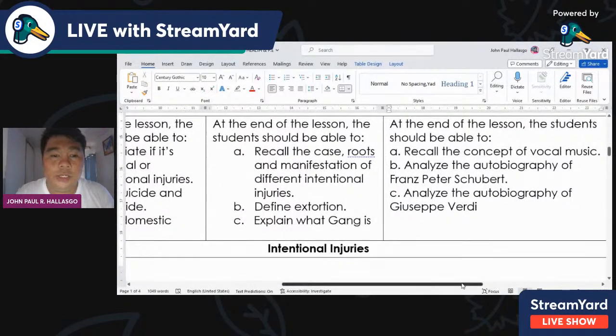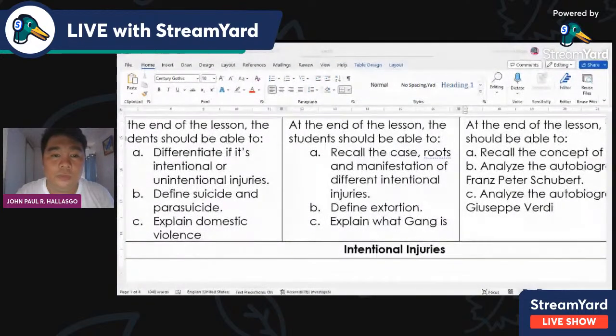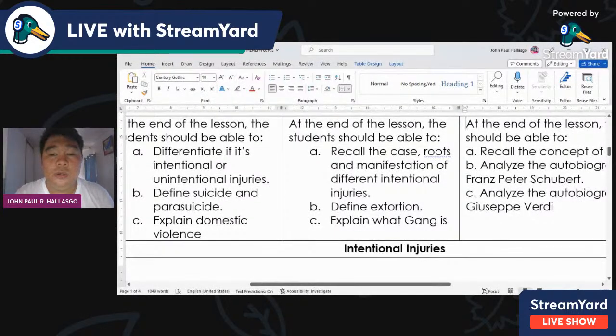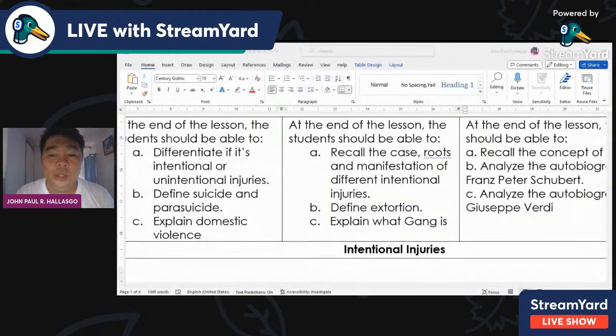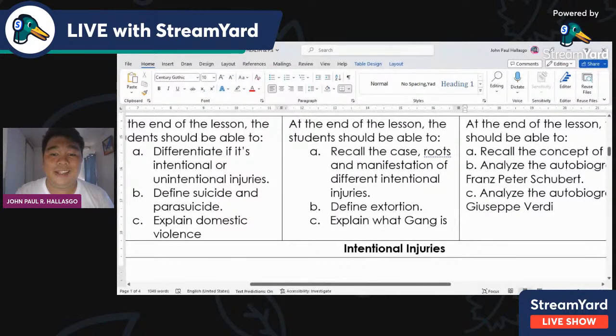Now, to all my students here, I want you to copy this on your health notebook if possible, so you have your copy also. So, at the end of the lesson, you should be able to recall the causes, roots, and manifestation of different intentional injuries. The ones we studied last time, like the verbal abuse, sorry, not that one. We have the bullying, we have the domestic violence, we have the suicide and the parasuicide. So we'll just continue. Furthermore, what are the different classification types, concepts of the other intentional injuries that exist?